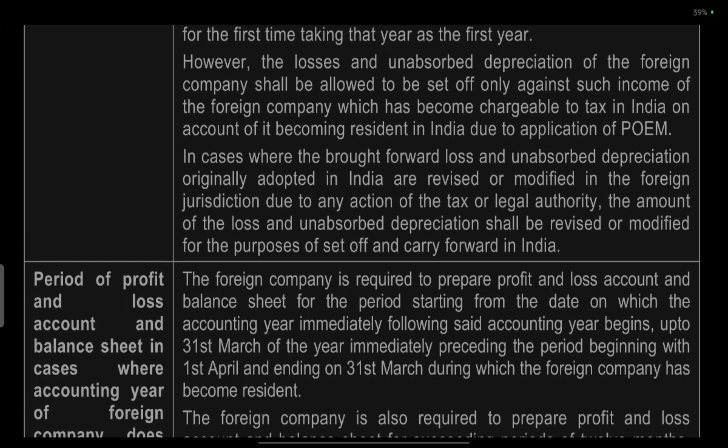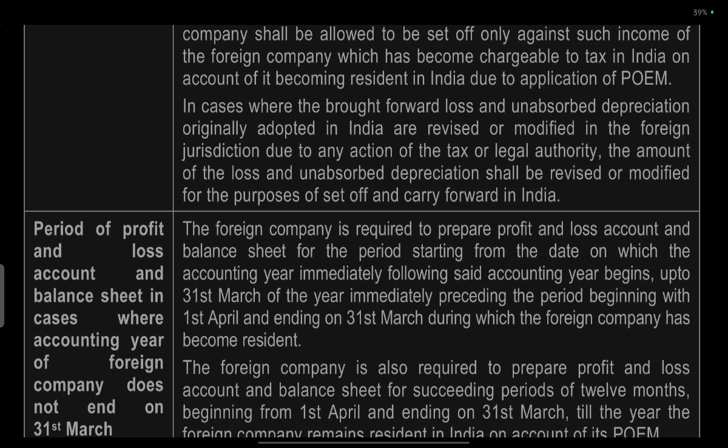In the case where the brought forward loss and unabsorbed depreciation originally adopted in India is revised or modified in the foreign jurisdiction due to the action of tax or legal authority, the amount of loss and unabsorbed depreciation shall be revised or modified for the purpose of set off and carry forward in India.